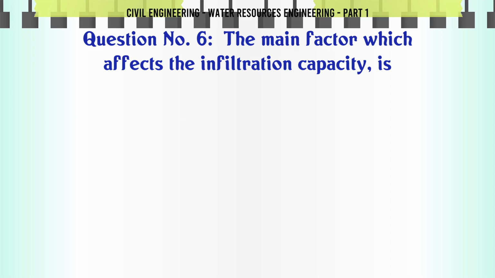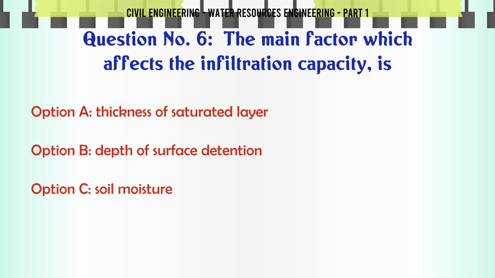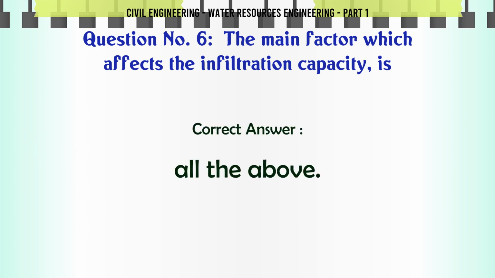The main factor which affects the infiltration capacity is A. thickness of saturated layer, B. depth of surface detention, C. soil moisture, D. all the above. The correct answer is all the above.